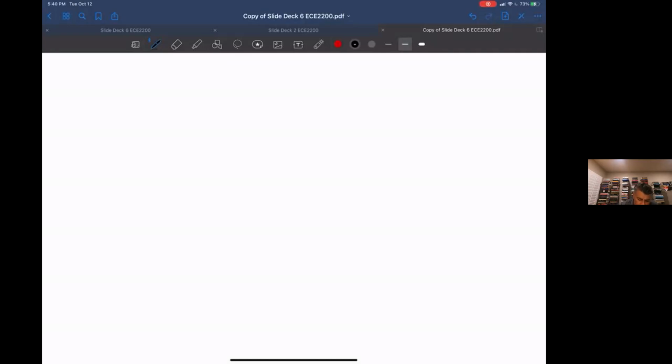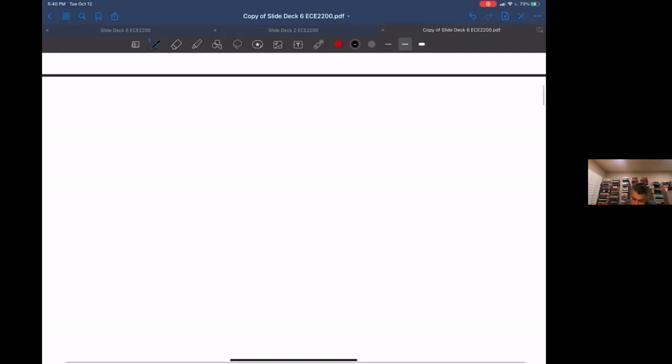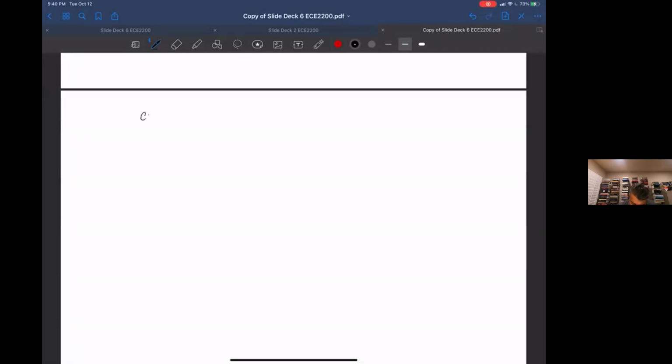But let's look at just a simple path. Let's look at a cell phone at the block level. So what you have on the transmit side is you have like a microphone.